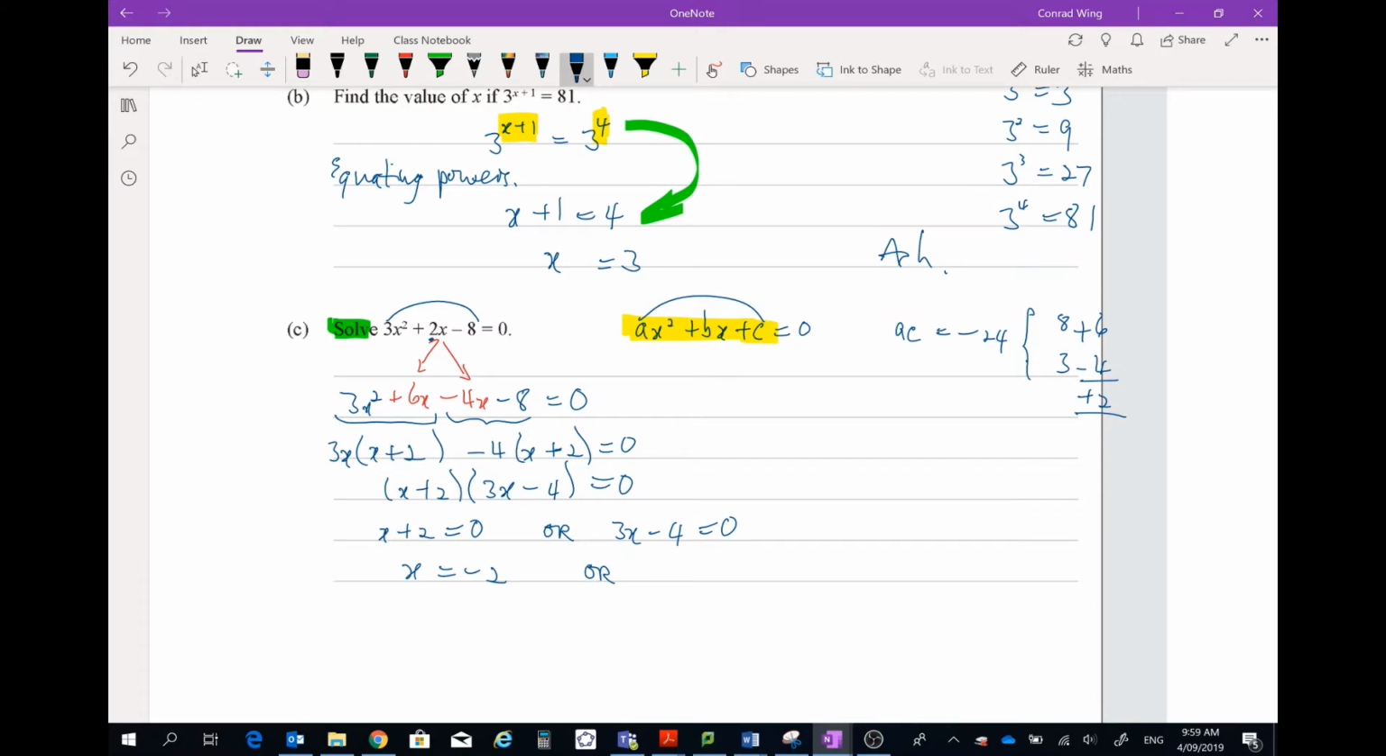For the second root, add 4 to both sides, so 3x must be 4, so x must be 4 divided by 3, and you can leave your answer like that. So you'll see it's got two solutions, x is negative 2 or x is 4 over 3. This is merit.